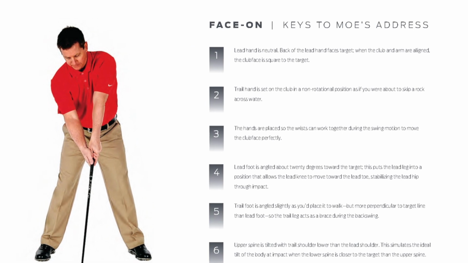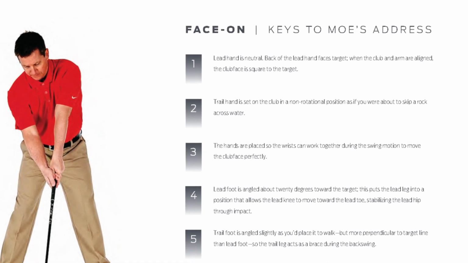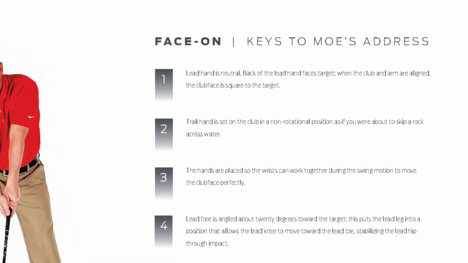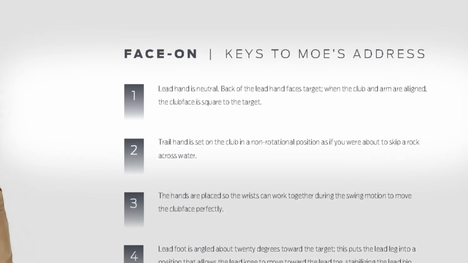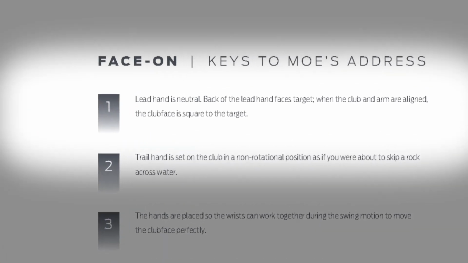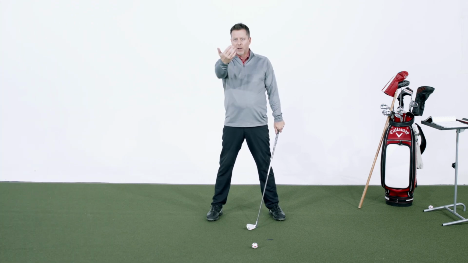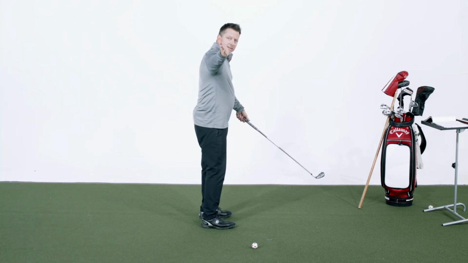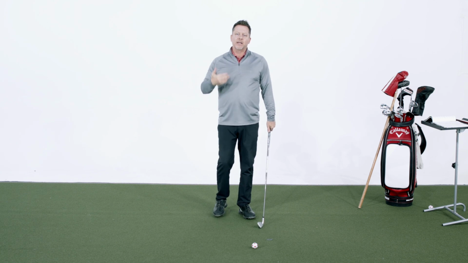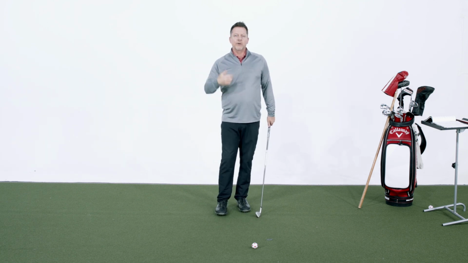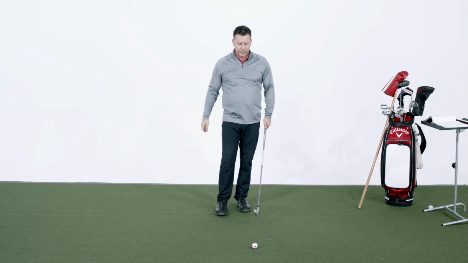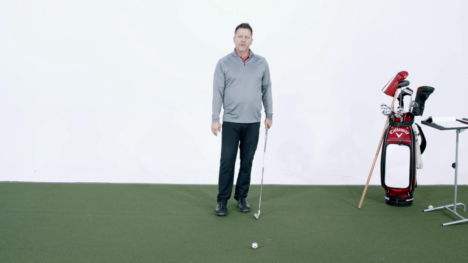Now let's go to the next section and talk about the face-on and down-the-line elements. So let's look at the face-on elements of Moe's address. The first one, we've got the neutral lead hand. This is face-on. This is down the line. This is the aspect that, if you grab a video camera or you're in our coaching program, we will coach you through these elements and look at these different angles of your swing.